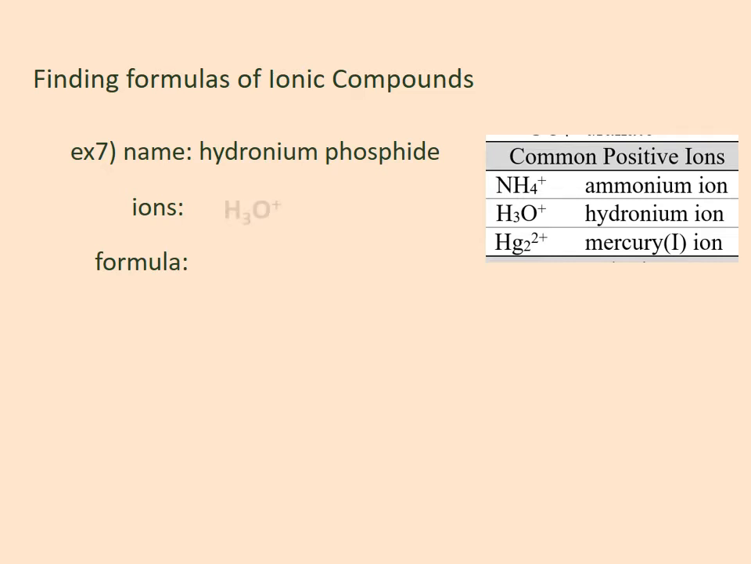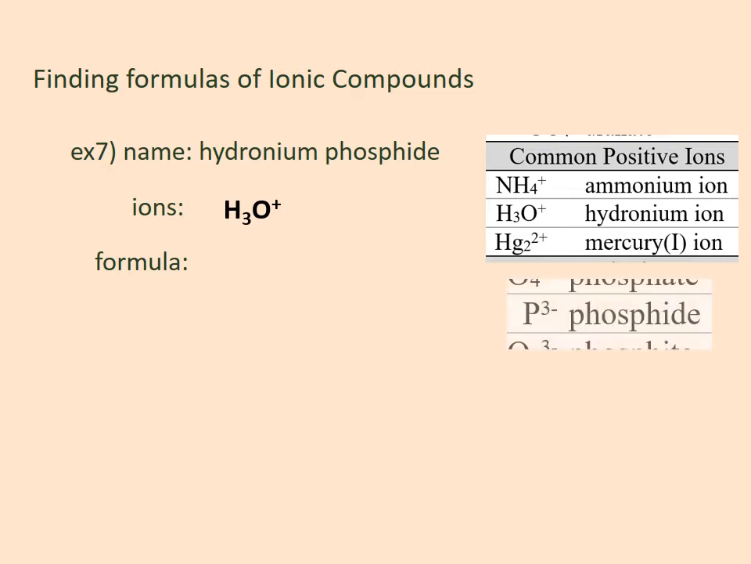So hydronium is H3O+. I look up phosphide on my common negative ions list, and that's P3-. The lowest common charge, with a +1 and a -3, is 3. So to get a +3 on the front end, I will need 3 hydroniums. To get a -3 on the back end, I will need 1 phosphide.